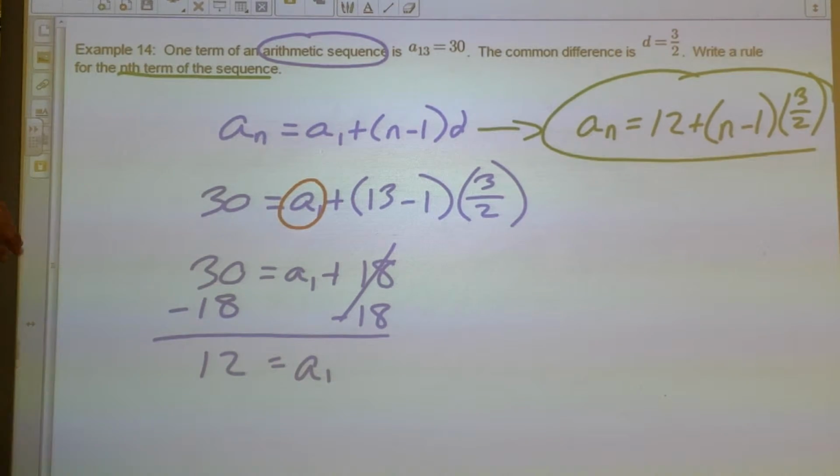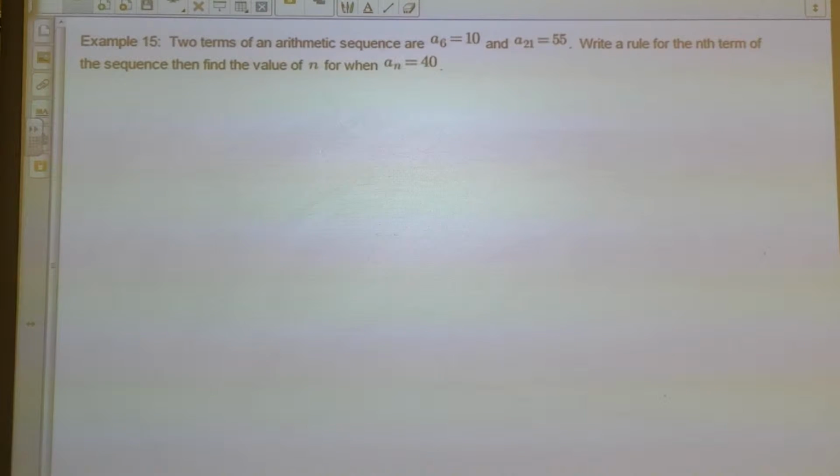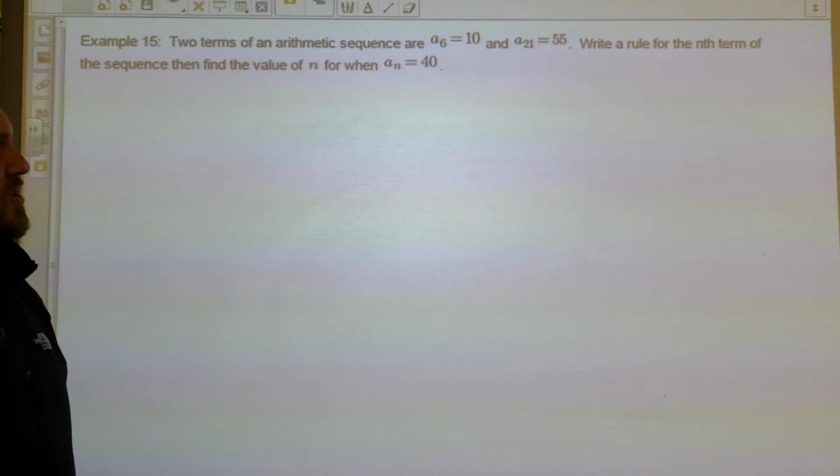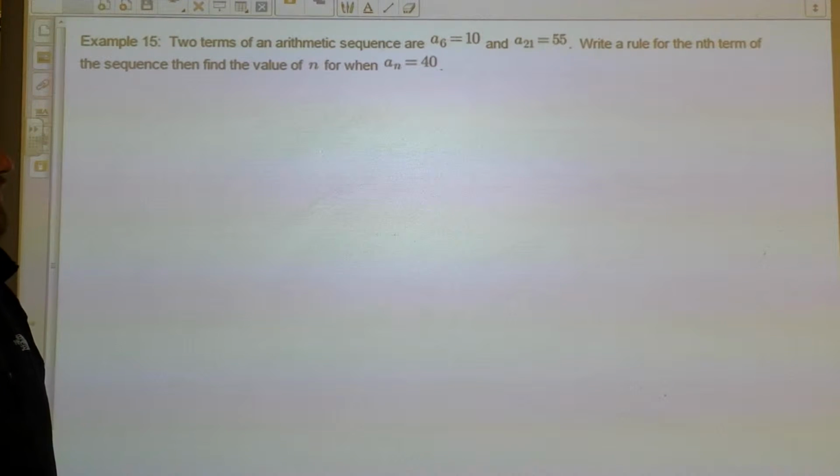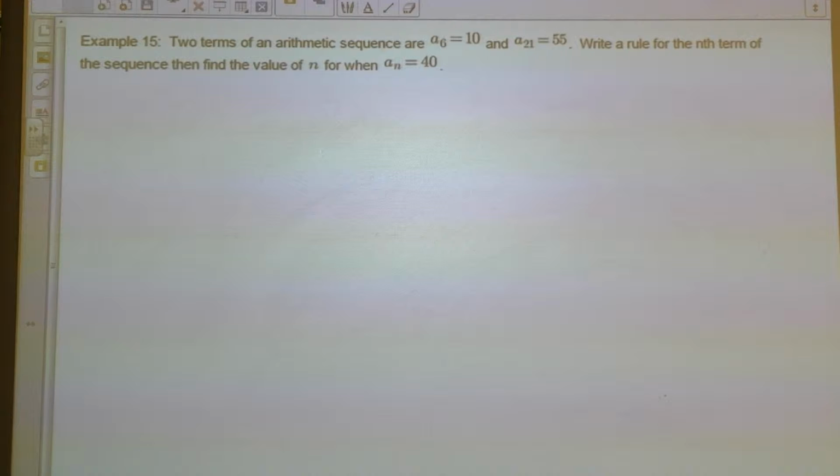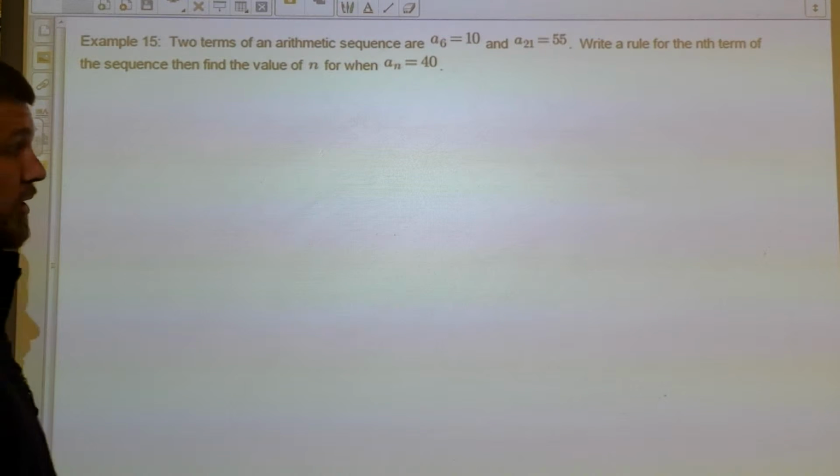Let's do another example. Here we have two terms of an arithmetic sequence. A of n in the 6th position is 10, and in the 21st position is 55. You want to write a rule for the nth term of the sequence, and then use that rule to find the value of n when A of n is 40.